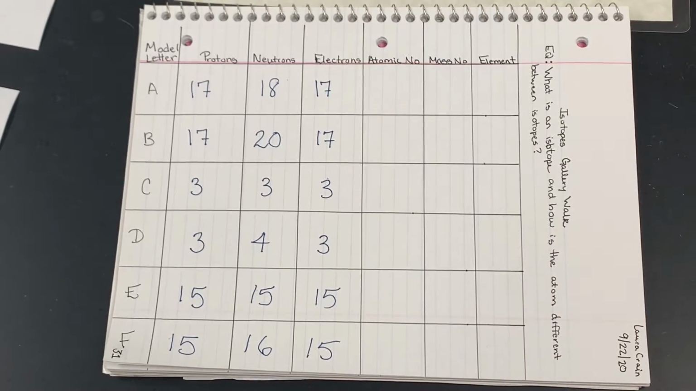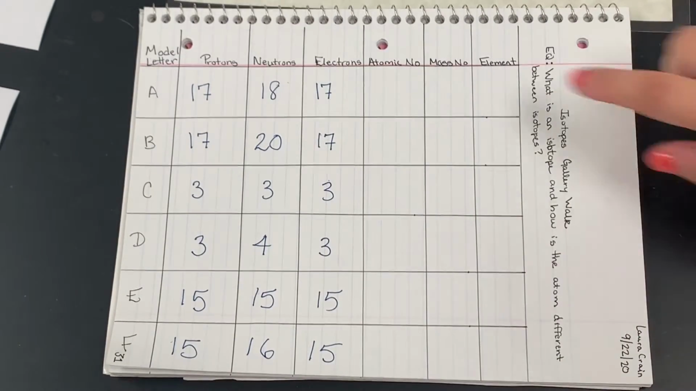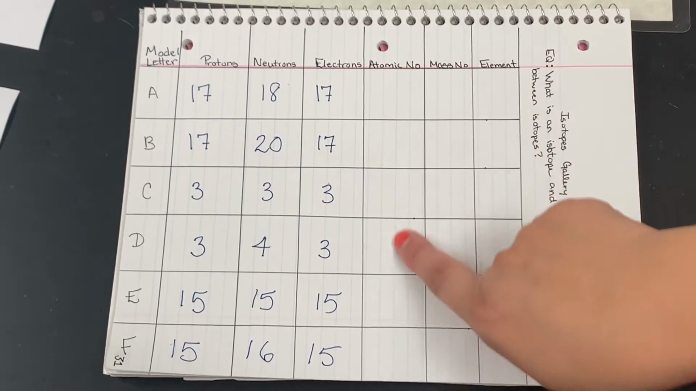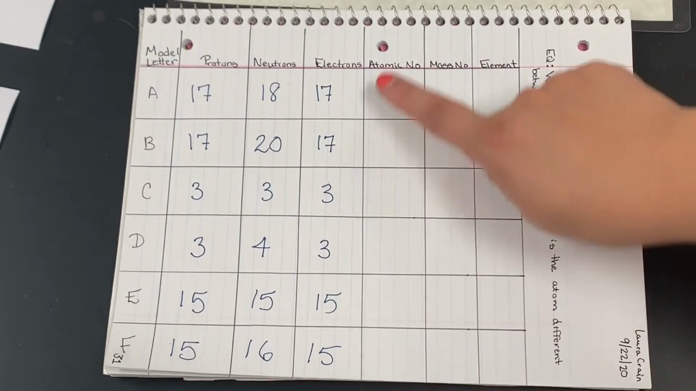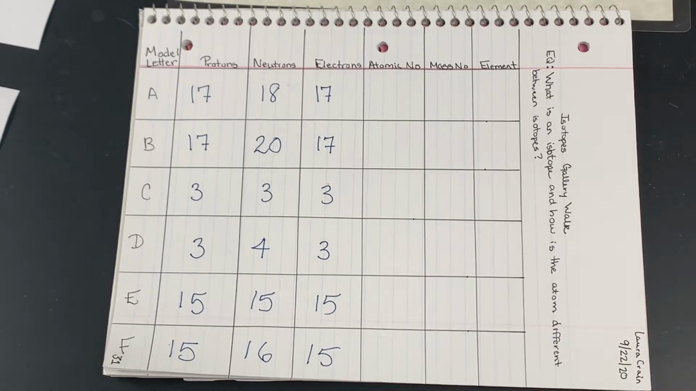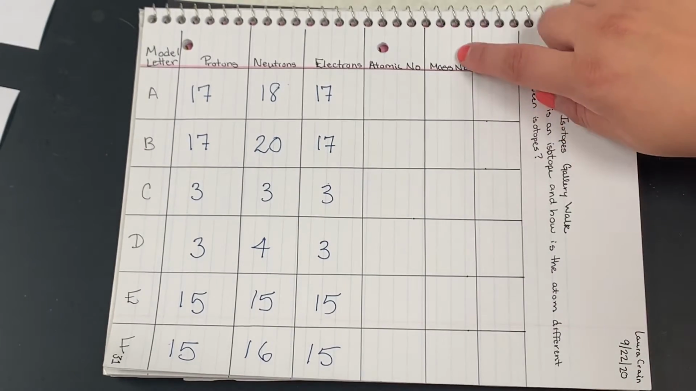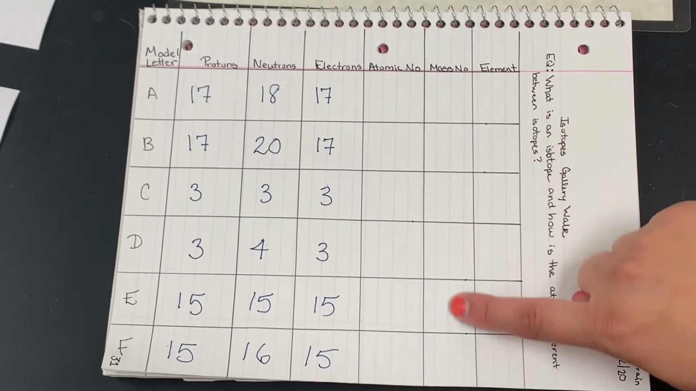Okay, folks, so you should have at least the first three columns filled in. I would like you to take a minute to use what you know from the first three columns to come up with the atomic number. Next, I want you to use what you learned in the first three columns to come up with the mass number.